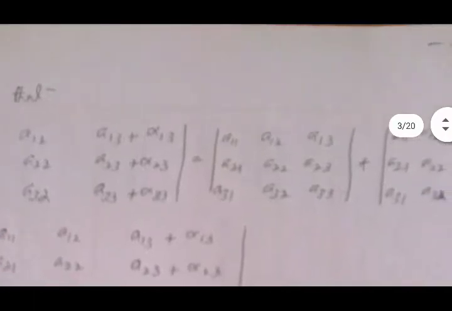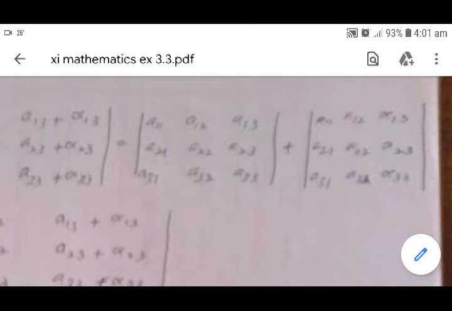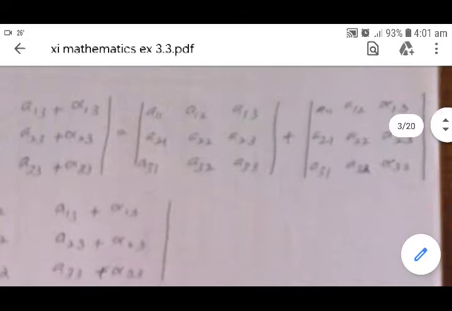In this question, we verify the property of determinants. In the third column, there are two values being added: a13 and alpha 13. Now we expand it by column 3.